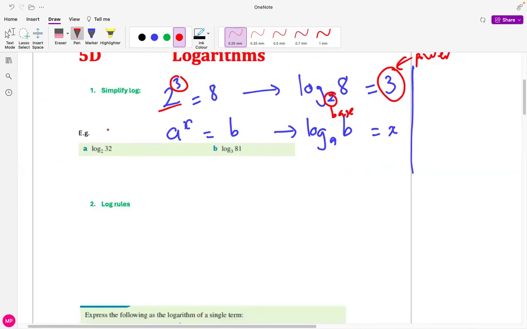Now, if I think about log 2 of 32, this means I'm going to look for a number that 2 to the power of something has to give me 32. And 2 to the power of 5 is 32. So I can rewrite log 2 of 32 equals 5. So the answer of log is the power. Same thing, log 3 of 81. So 3 to the power of something will give me 81, and that's 3 to the power of 4. So log 3 of 81 equals 4.